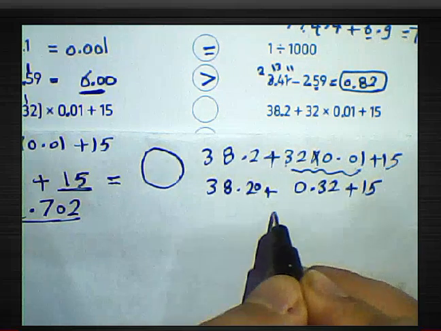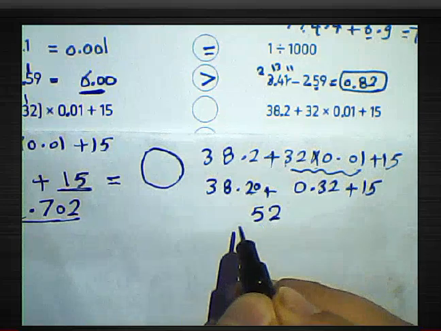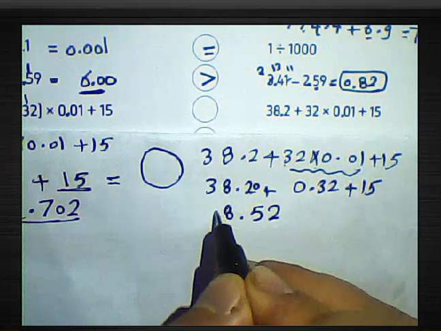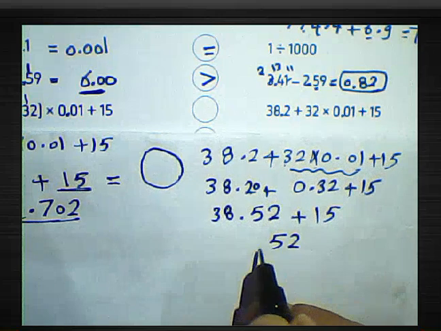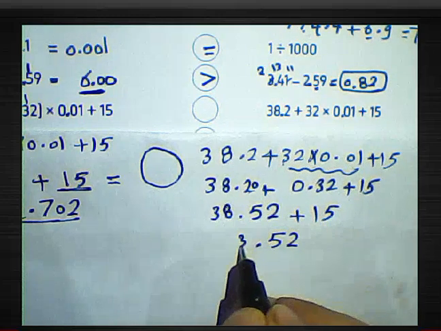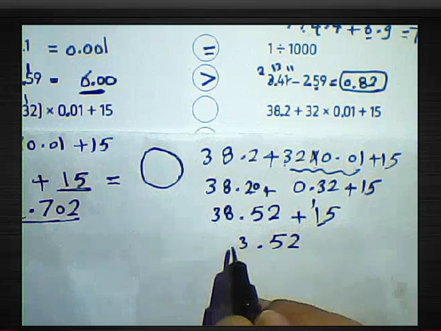Write 0 here. 2 plus 0 equals 2. 3 plus 2 equals 5. 0 plus 8 equals 8. And write 3 plus 15. We can write 52. 0.5 plus 8 equals 13. 3 and the carry of 1. 1 plus 1, 2. 2 plus 3 equals 5.